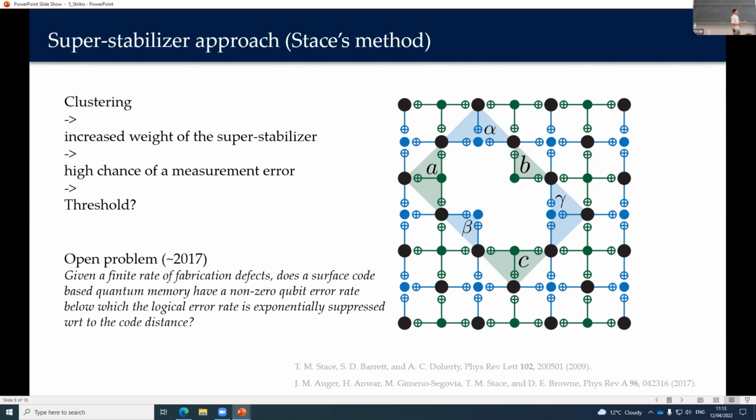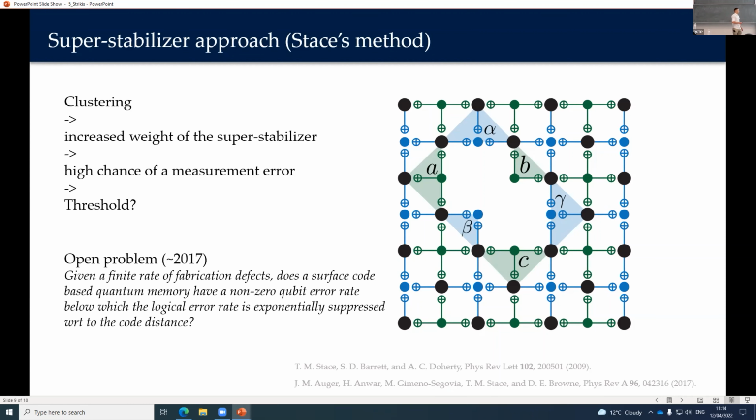So, this figure is taken from another paper from 2017, which is a continuation of this topic. In this paper from 2017 and some other papers, the open problem was posed, asking: if we have this finite rate of fabrication defects, can we actually obtain a threshold below which we have exponential suppression of the logical error rate? This is the problem that we tried to tackle in our paper.